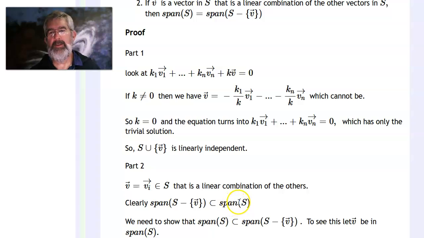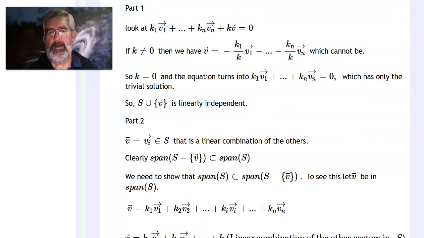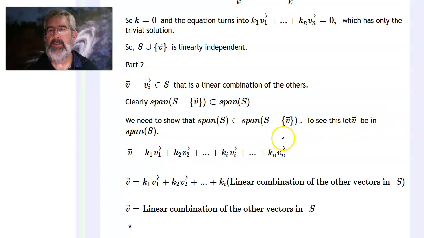The trick now is to go the other way. Take something from the span of S and show that it can be in the span of S minus that V. Well, take a vector that's in the span of S, which looks like this. This V is a different V. It includes this Vi, but that Vi is a linear combination of the other things in S.